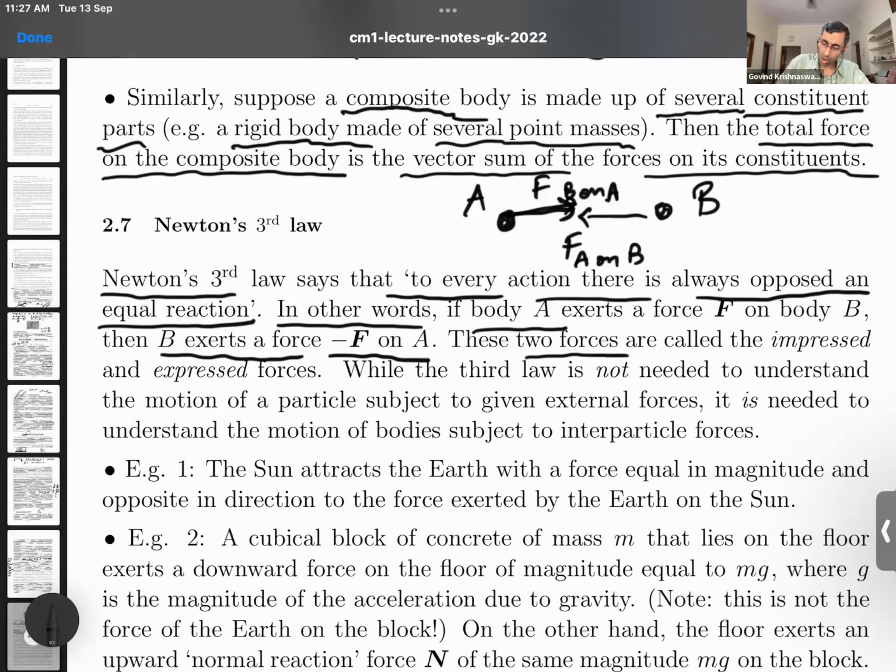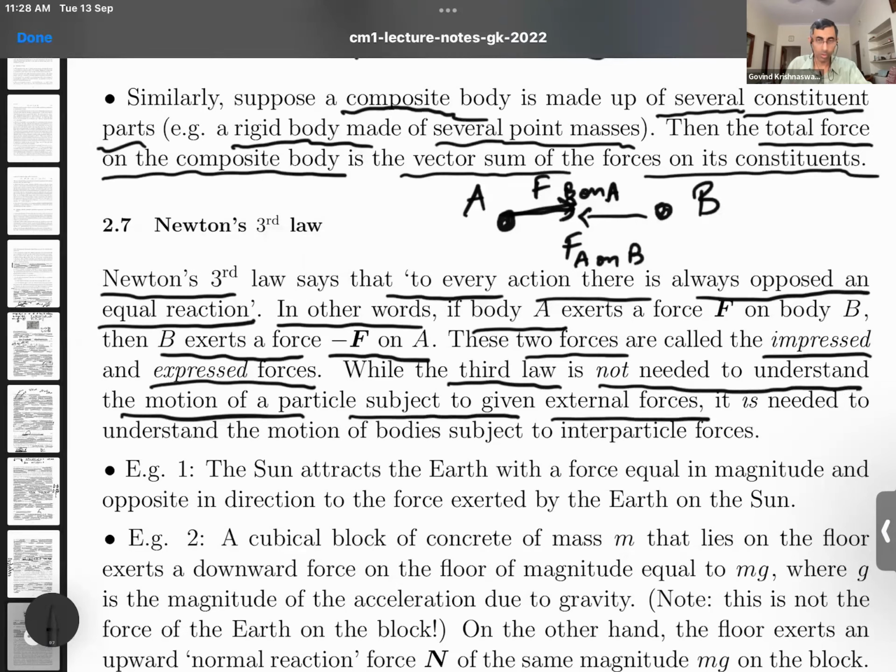These two forces are called the impressed and expressed forces. That is somewhat old-fashioned language, and we're not obliged to use it. However, there's a very important aspect of the third law. The third law is not needed to understand the motion of a particle subject to given external forces. If you are only interested in the motion of a particle subject to gravity, and gravity is regarded as an external force that is given to you, then there is no need for this third law.